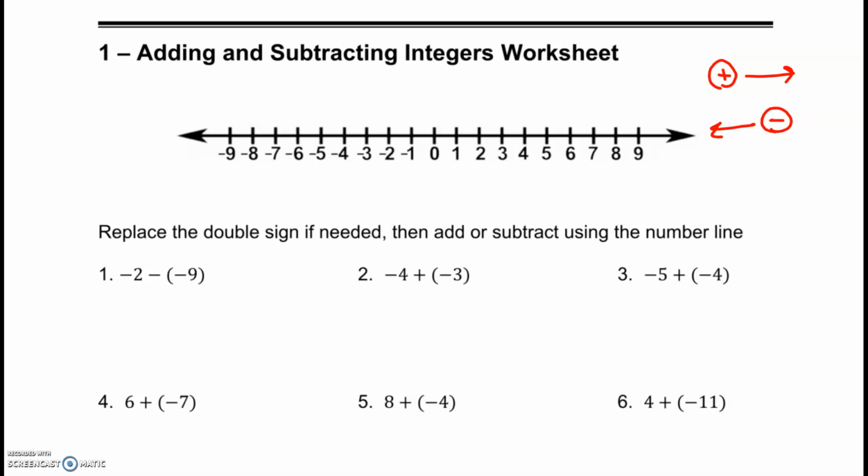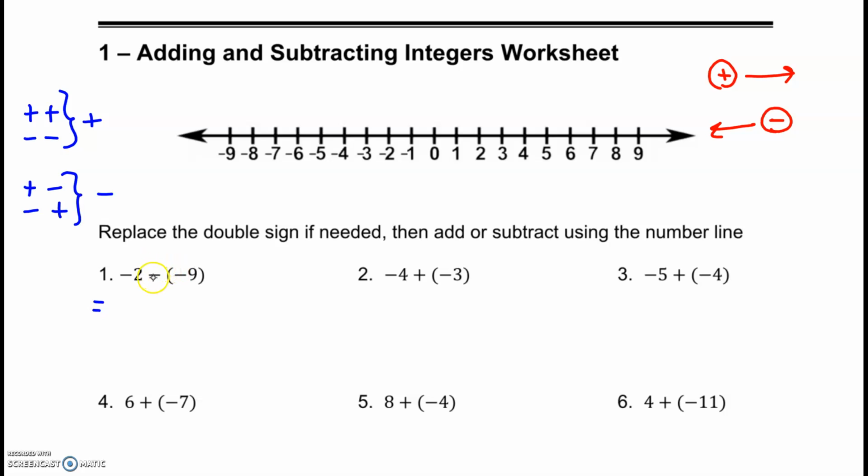Let's also put on our page our reminders that if I have a double sign of 2 positives or 2 negatives, we change that to a plus. And if I have opposite signs, a positive and a negative, or a negative and a plus, we change that to a negative. All right, so let's go ahead and we'll try number 1 together, and then you guys can try number 2 on your own.